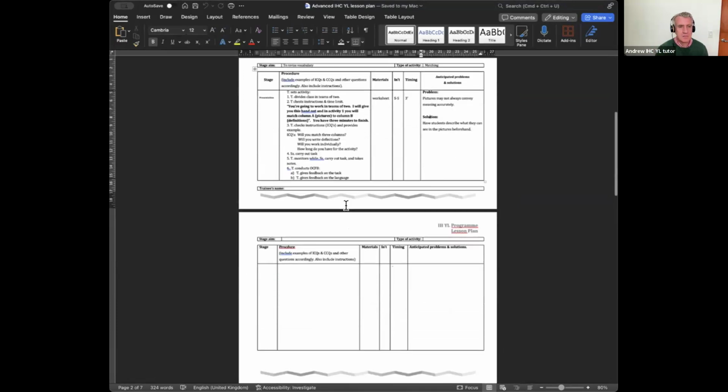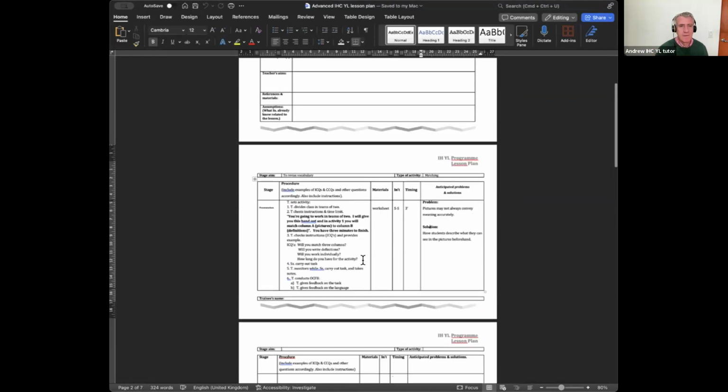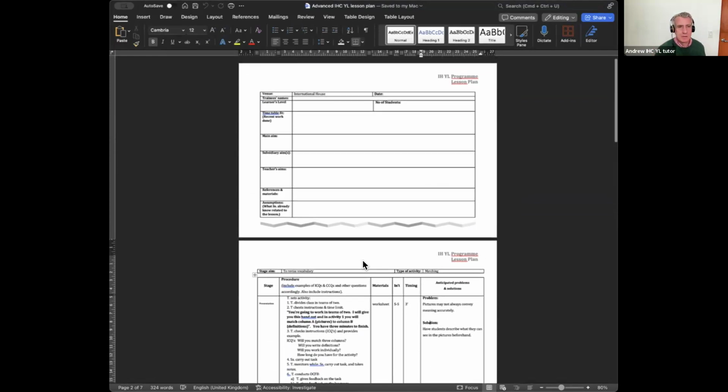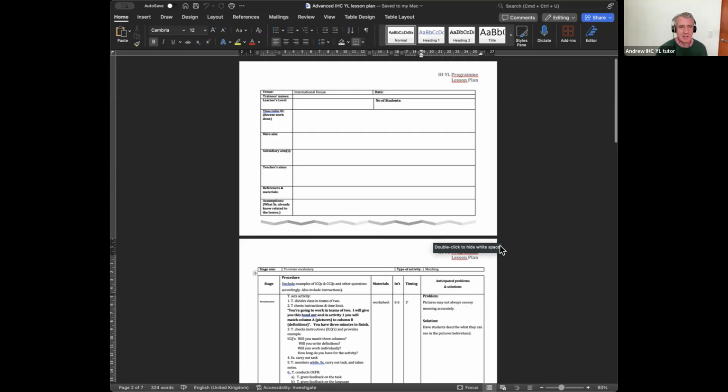And there are more stages. See that? Depends on your motivation. You'll probably get a higher grade if you do this, but also depends on your teaching in the classroom, doesn't it?